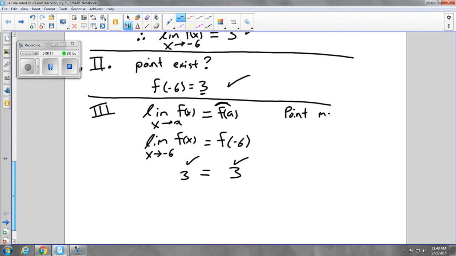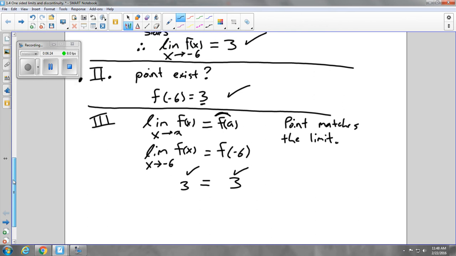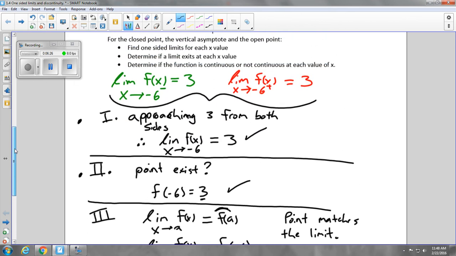Point matches the limit. That's another way of remembering it. Okay, so those are our 3 rules. That's pretty much what this is all based on. And then we're just going to go through and see if all of these things actually do happen.